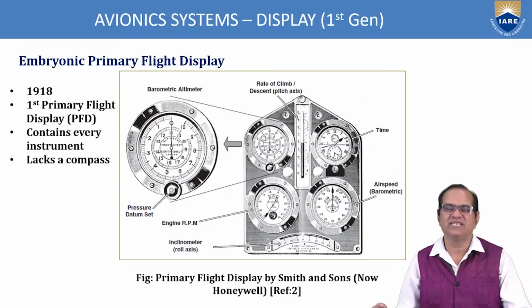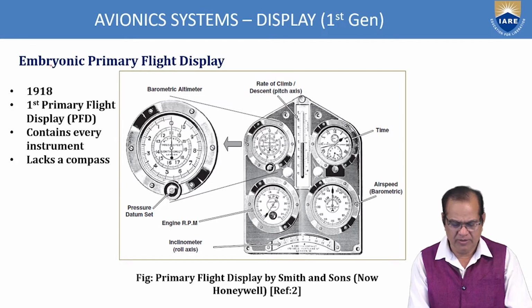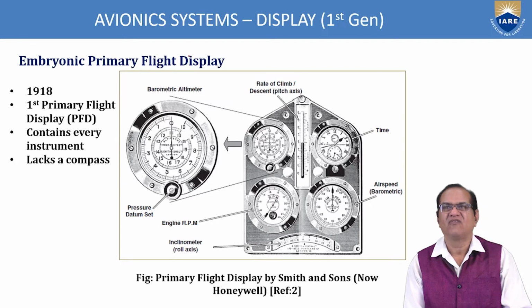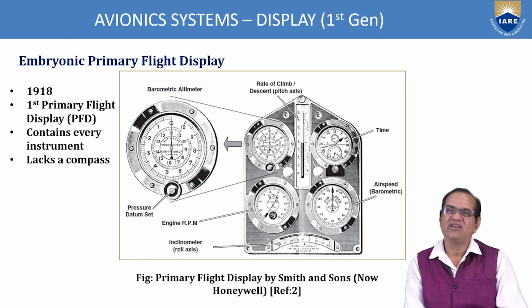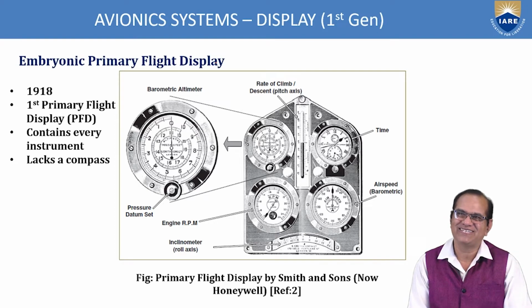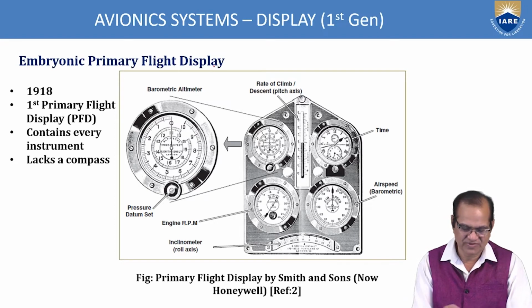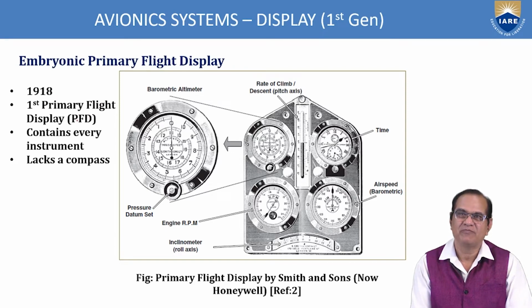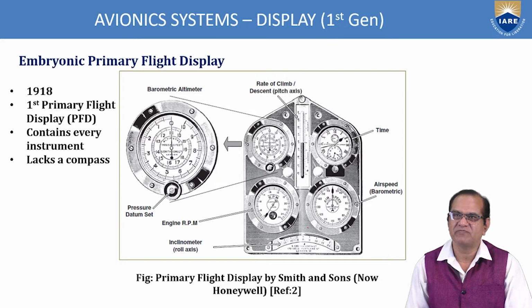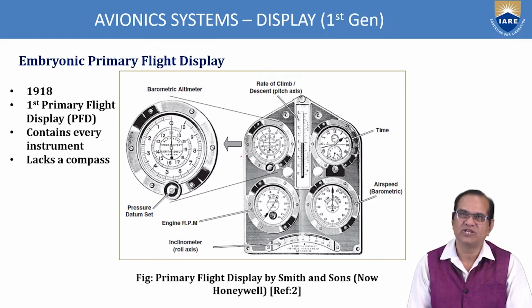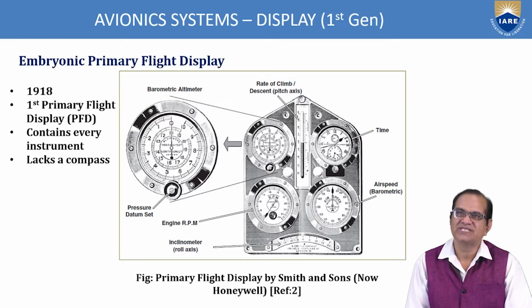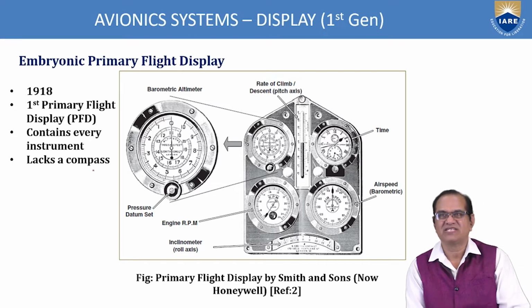Here you can see the embryonic primary flight display. Initially it was like this, very black and white type of things, very simple. In 1918, the first primary flight display. This is the primary flight display. It is shown here. It contains every instrument. In this, all the instruments are there. Compass was not there.